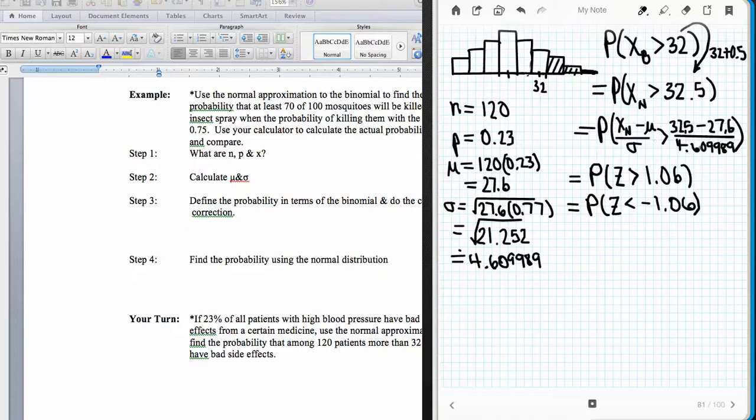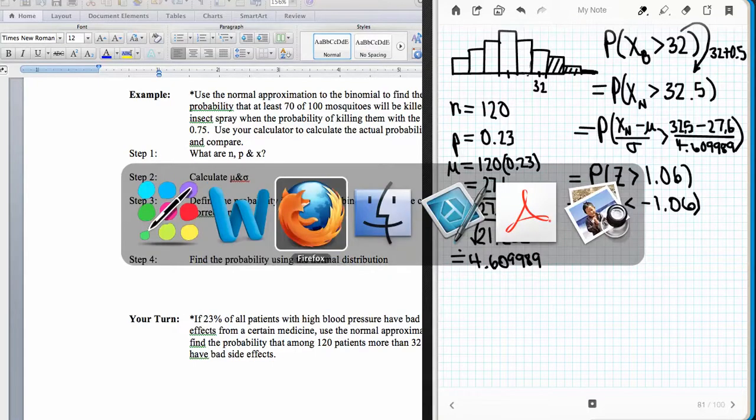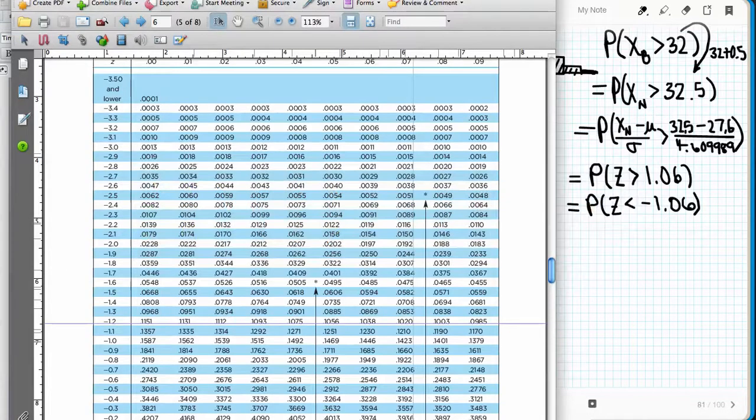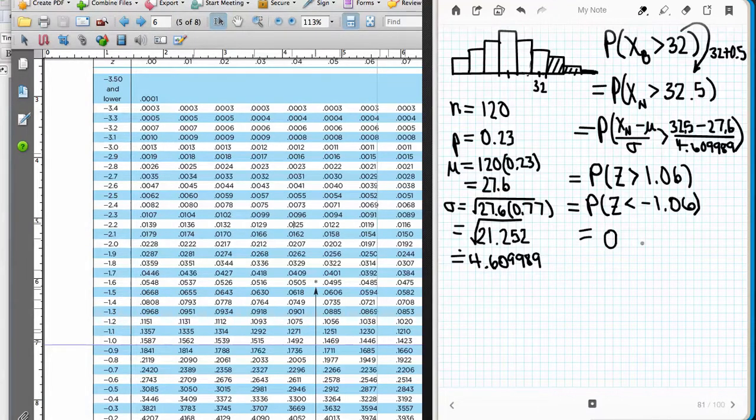I've standardized it, as I've told you over and over again, that needs to be done. And the probability that a z is greater than 1.06 is what I come out with. Now, if I'm going to look that up on a negative z table, I'm going to be just looking up a tail probability, the probability that z is less than negative 1.06. So negative 1.06, here's my 1.0s, and then I come over to the 0.06, and the probability that I get here is 0.1446.